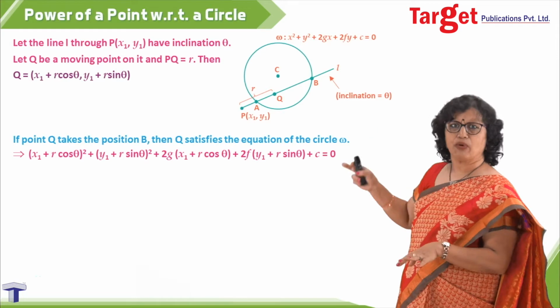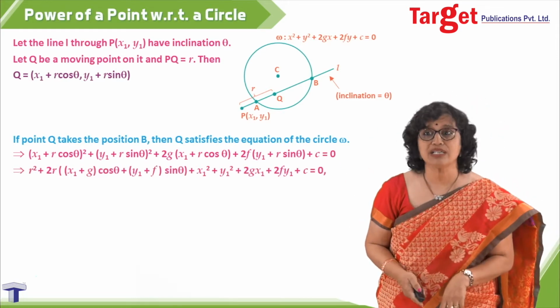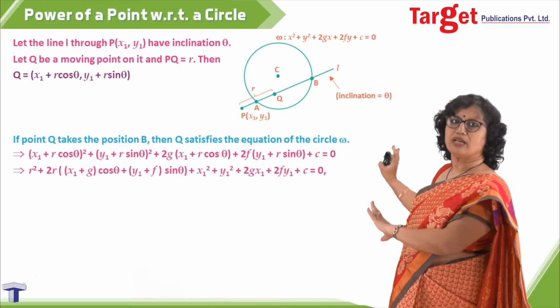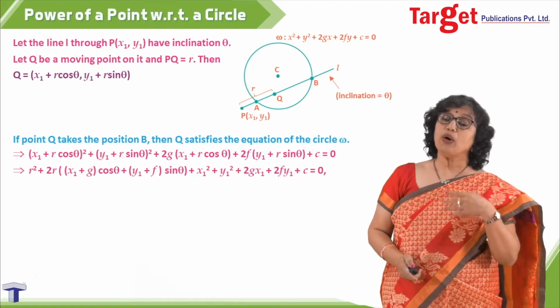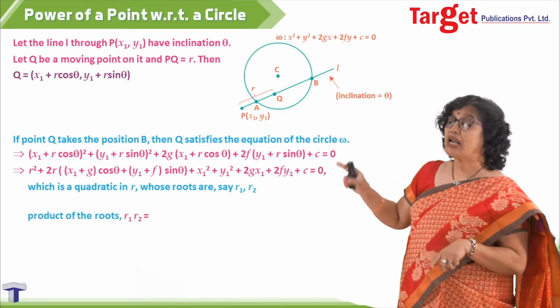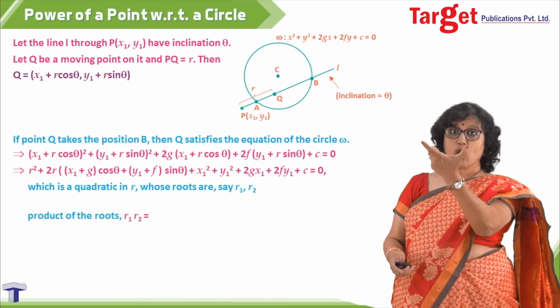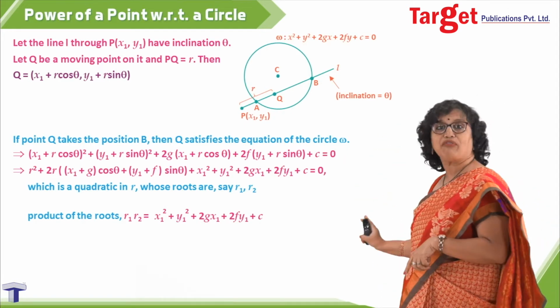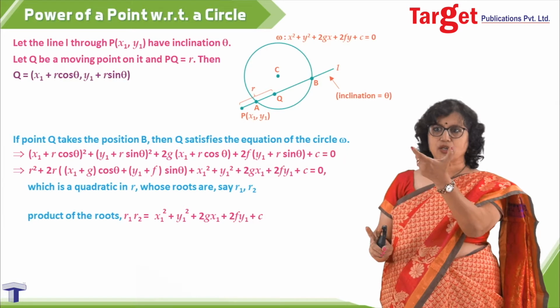So what are we expecting from here? We are expecting a quadratic equation actually in r. So there is an r square term, an r term, and some constant part, which I have written equal to 0. Now, if I say r1 and r2 are the roots of this equation, then the product r1, r2 I can write as that constant part. It is x1 square plus y1 square plus 2gx1 plus 2fy1 plus c. That is the constant part.